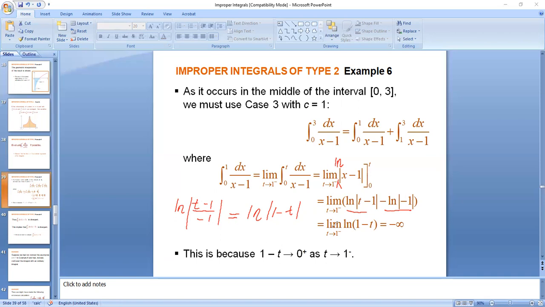Okay, since it's already the limit of ln(1 minus t) here, if you substitute 1 for t, approaching from the left side, you will have ln of 0. And again, ln of 0 is negative infinity, as pointed out earlier. This is because 1 minus t approaches 0 as t approaches 1, so the value approaches 0, and the ln of 0 will be negative infinity when t approaches 1 from the left.